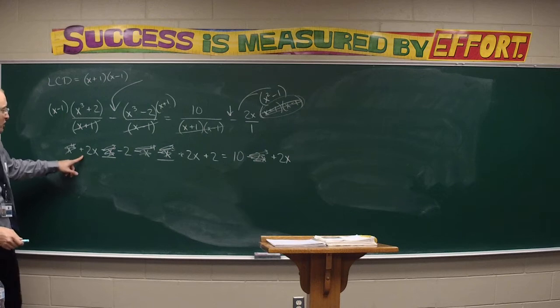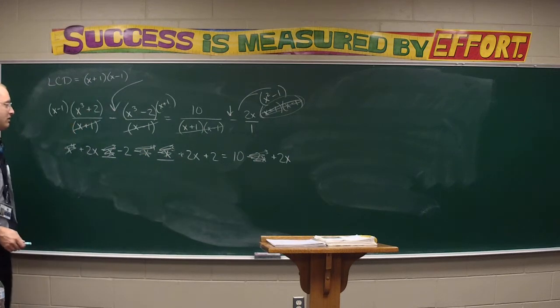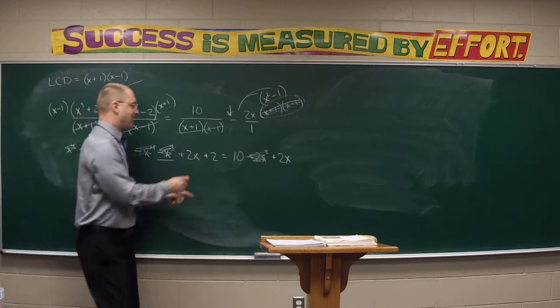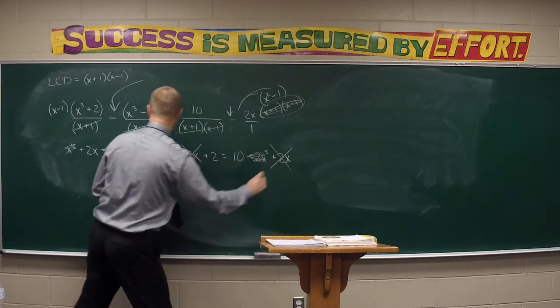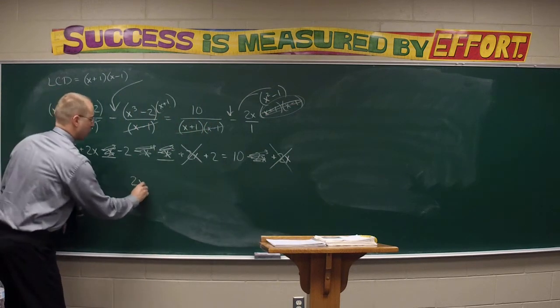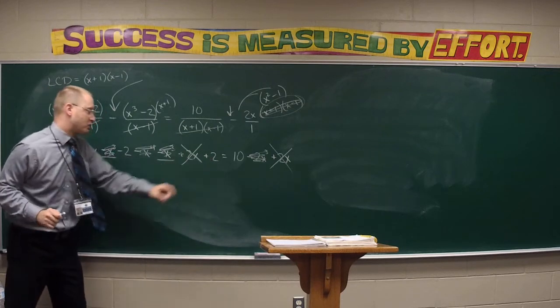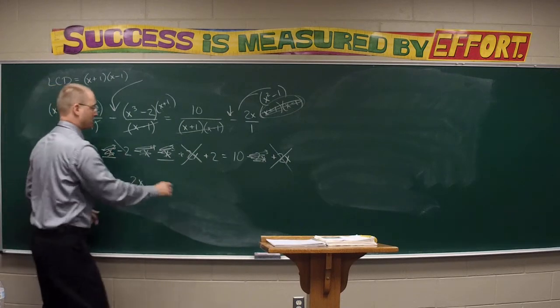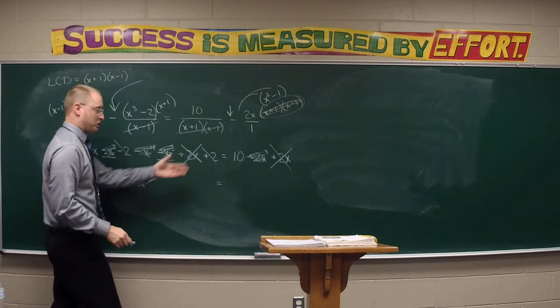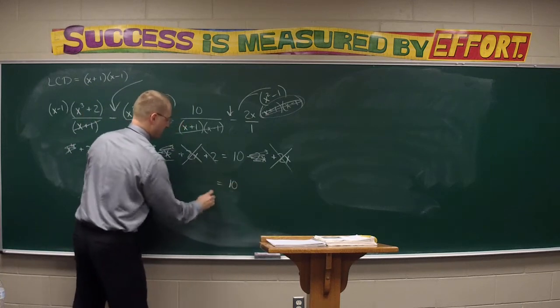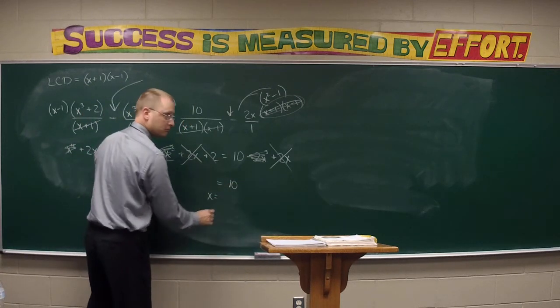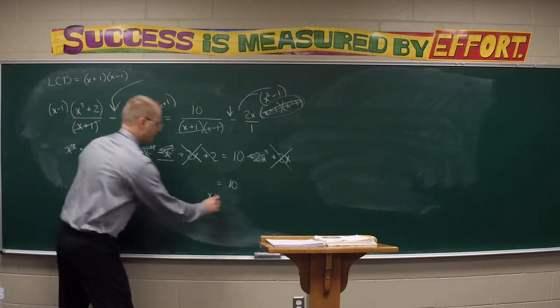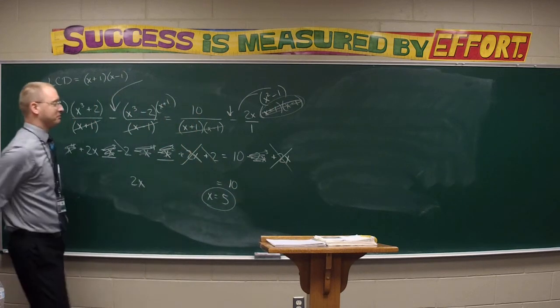I've got a positive 2x and a positive 2x. 4x, or we could cancel one of these with that one, and so I'm only left with 2x. I've got a negative 2 and a positive 2. They cancel because they're inverses. So just left with 2x equals 10, so what's x? 5. And there's my answer.